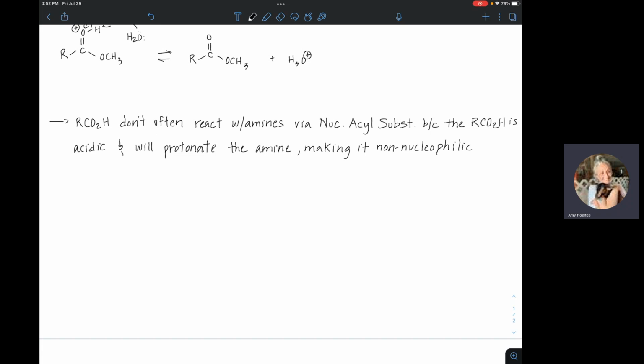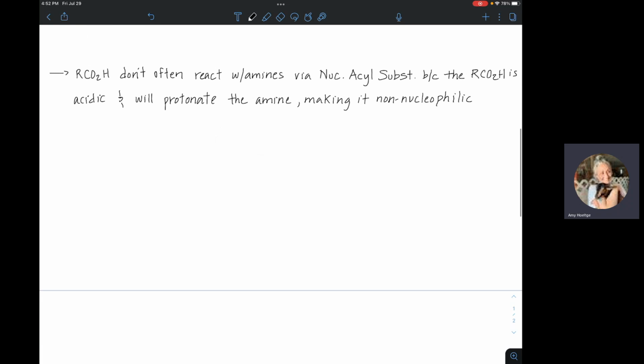So if you take away the lone pair of electrons on the nitrogen and have it become involved in bonding, right? So you make an ammonium carboxylate salt, essentially. Let me show you. Then you don't have a nucleophile anymore because you've protonated it.